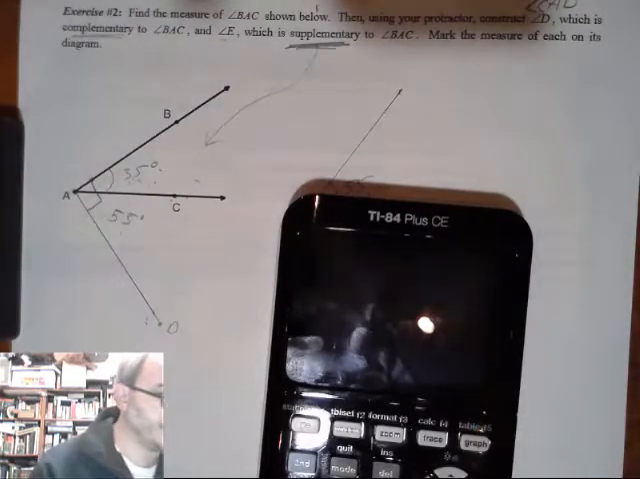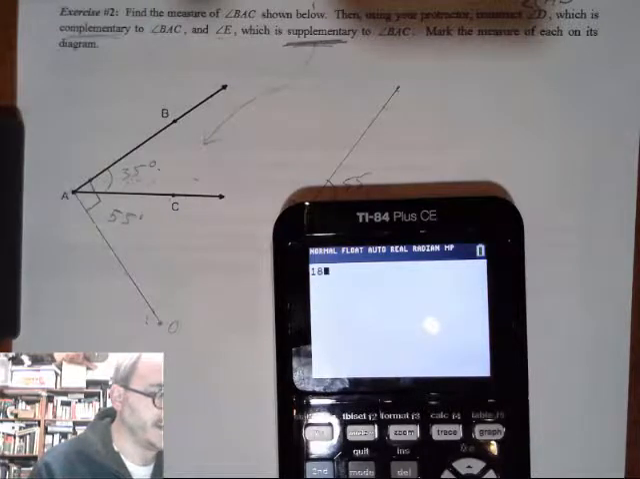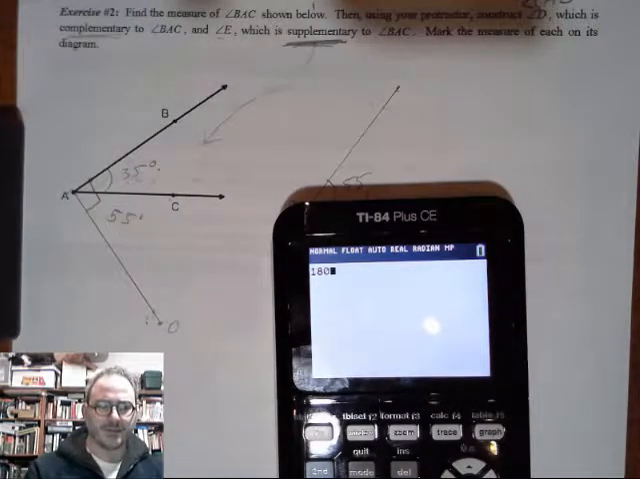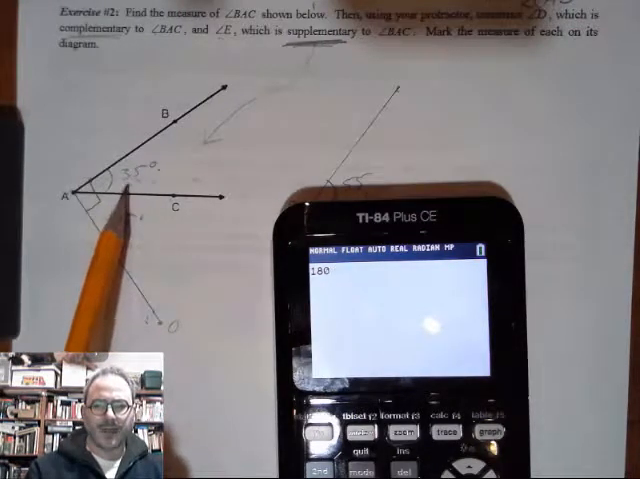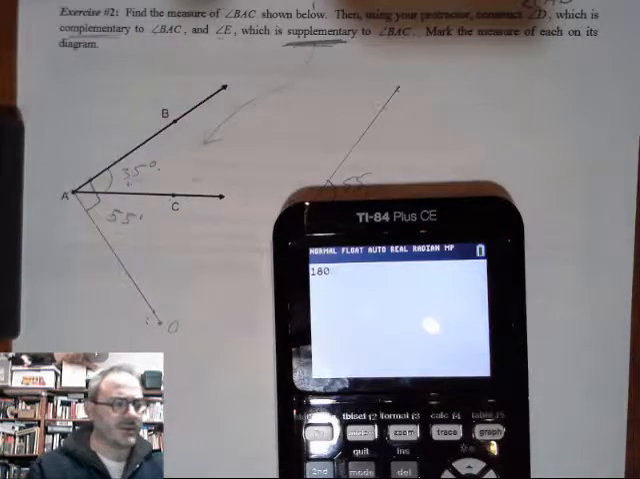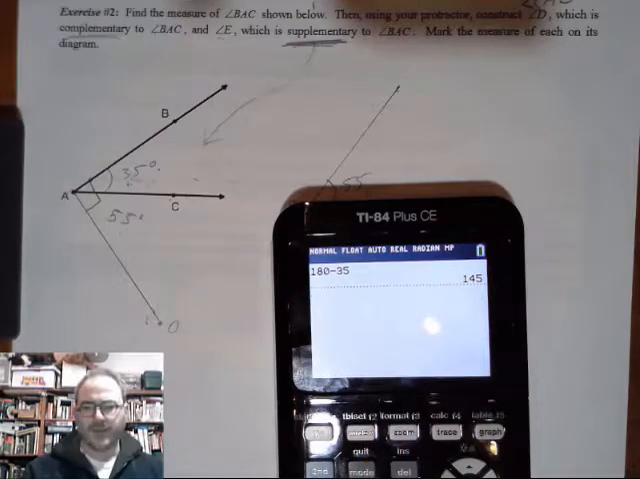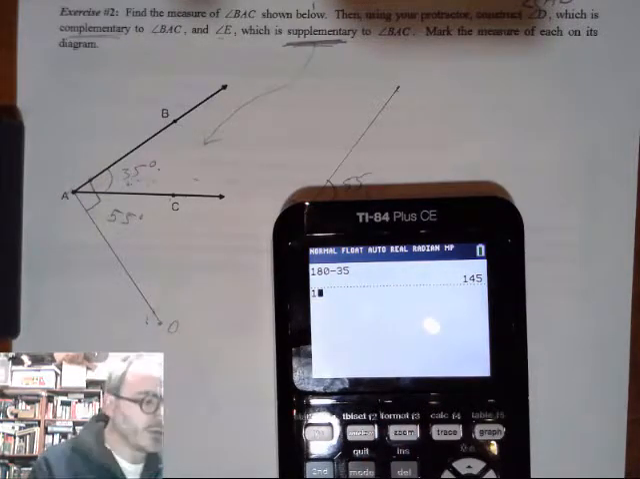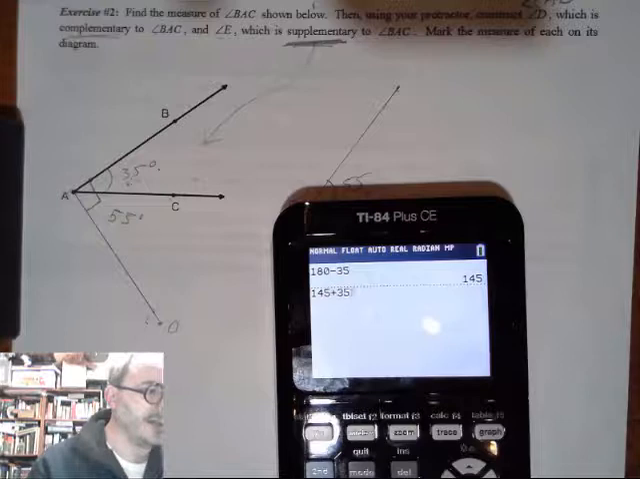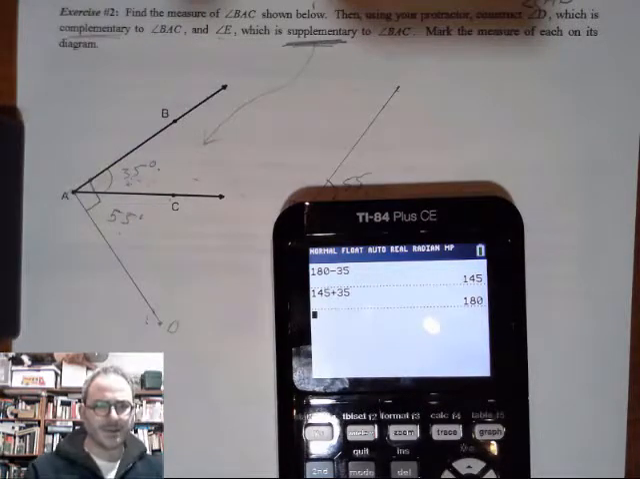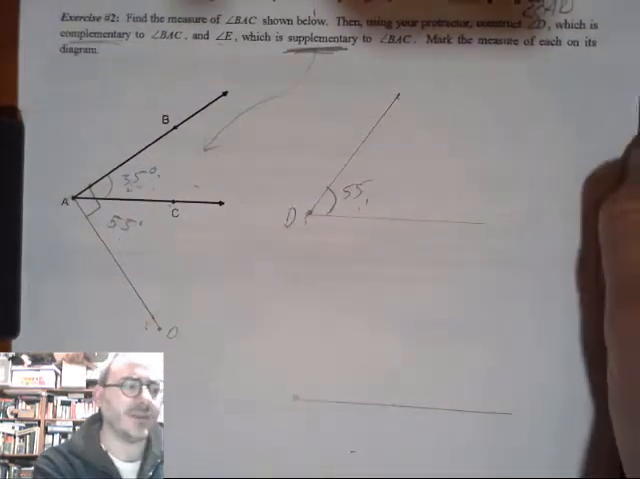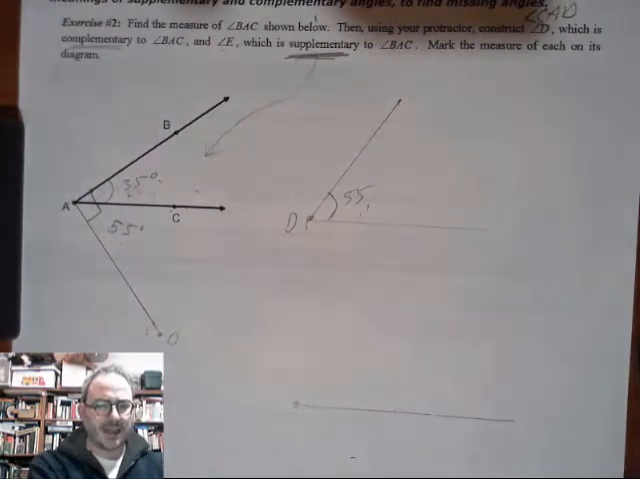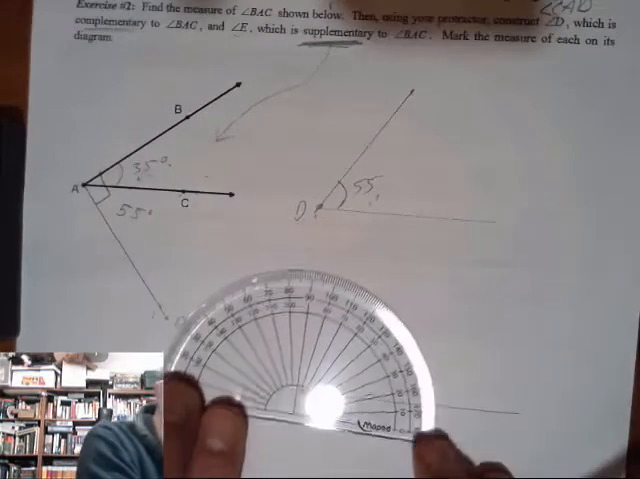180 degrees is what they'll add up to. I put my calculator. I need something that's supplementary to a 35-degree angle measure, right? I'm going to subtract 35. The remainder is 145 degrees, which means 145 plus 35 gives me 180. Do we see that? So I need to construct a 145-degree angle measure to construct an angle that is supplementary to 35. Here I go.